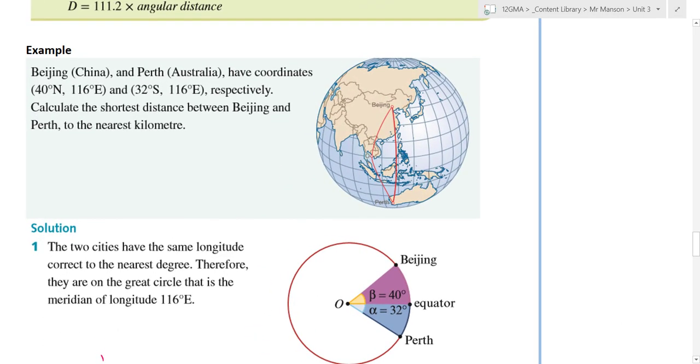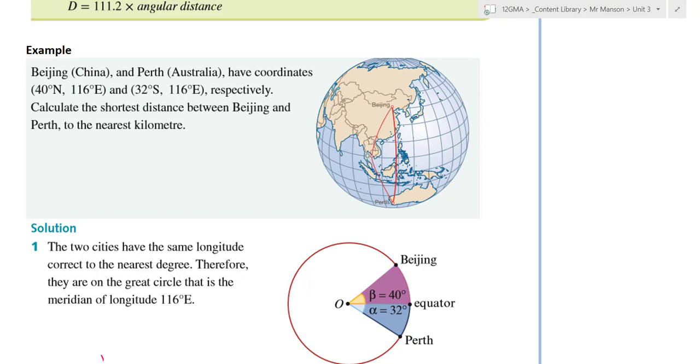Beijing and Perth have the coordinates 40 degrees north and 116 degrees east. That's Beijing. Perth is 32 degrees south and 116 degrees east. And we're going to be asked to calculate the distance between them. These are on the same great circle, and you can see where they are. What is the angle between Beijing and Perth?